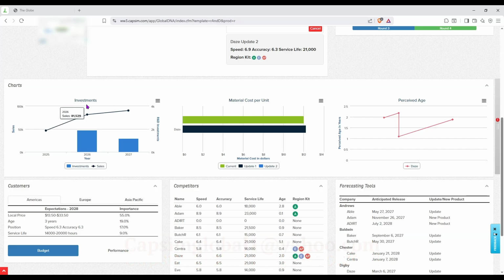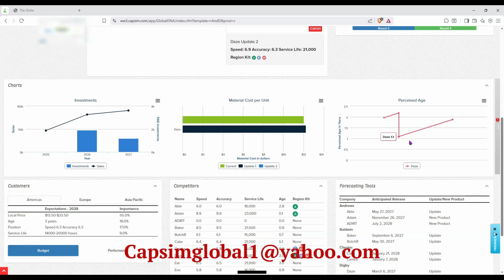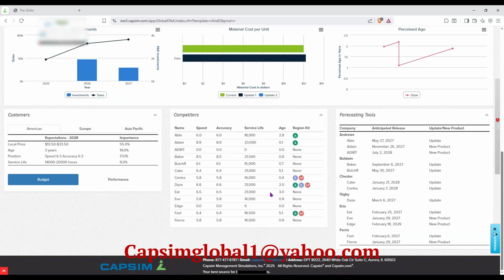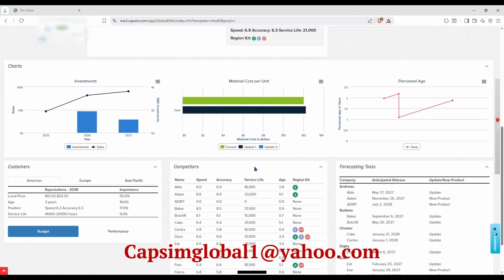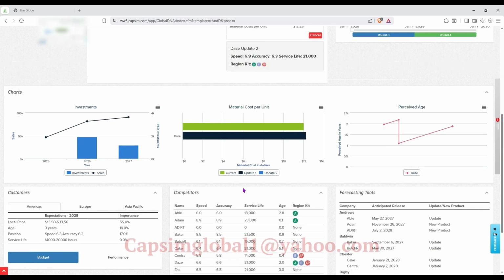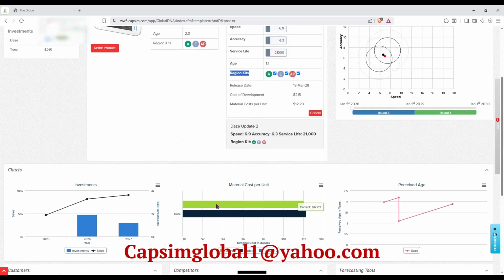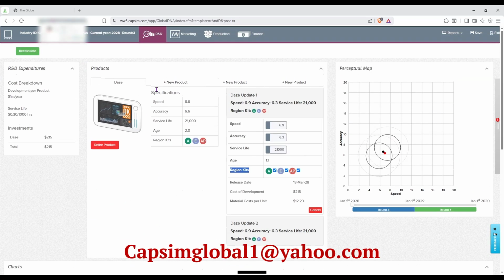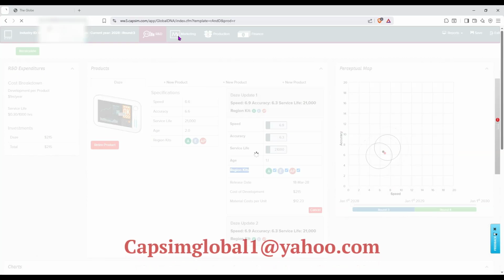Here you have the investments, the material cost, the perceived age, and all that. So it's good for you to go through them before making decisions, so they'll help you learn the simulation better. If you have any questions about the R&D, feel free to text me on the email in the description, and I'll be able to help you. Next one is the marketing department.